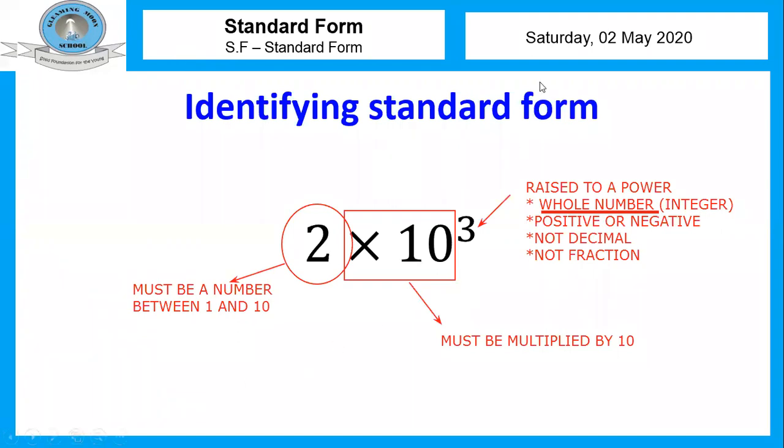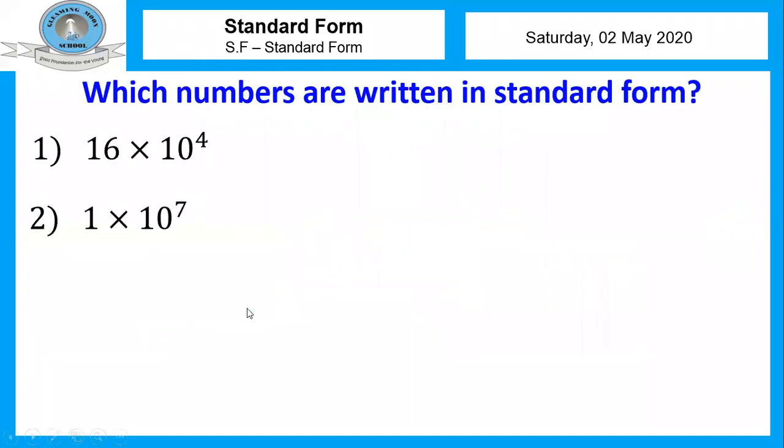Now, let's do some practice to identify which numbers are written in standard form and which numbers are not, because sometimes you might get confused. People get confused on whether a number is actually in standard form or not. They think standard form is just when you times by 10 and raise to a power. That makes it a standard form. So let's have a look at these two examples.